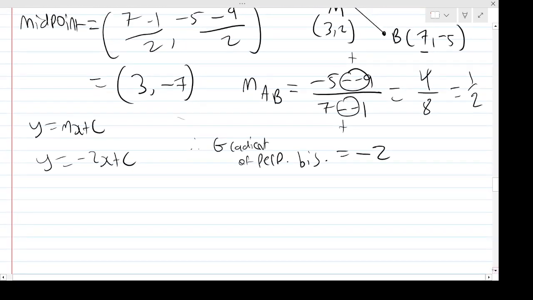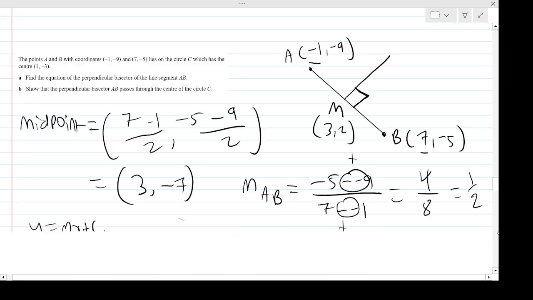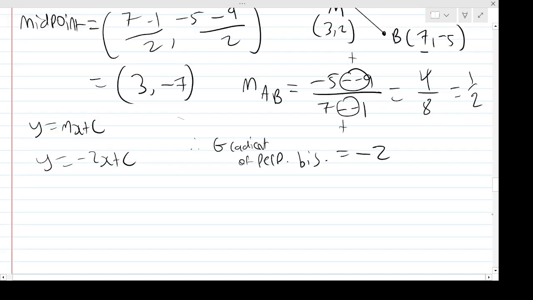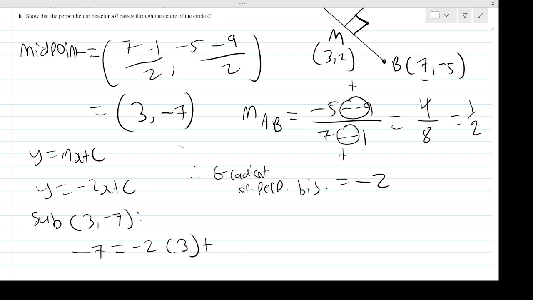Okay, but then we just need to find c, but we need a point, and we know what a point is. That's the midpoint that we've just worked out, right? That I had to correct, but we've just worked it out correctly now, which is here, right? So that means we can sub that point in, 3, minus 7, into this equation. Therefore, y would be minus 7. So then we go to minus 2, lots of x, which is 3, plus c.